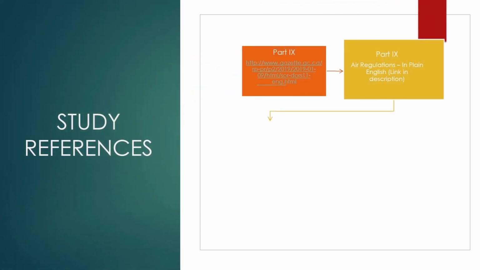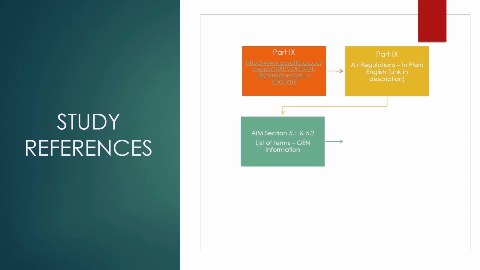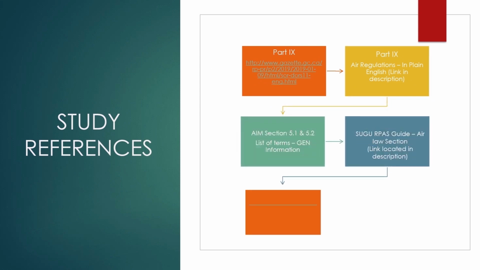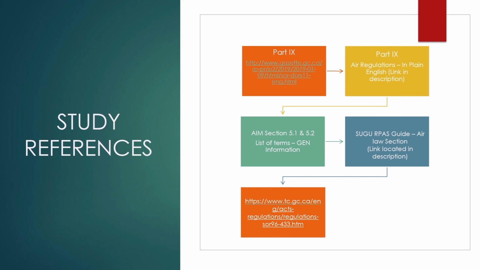We have created a flowchart which will help guide you. When studying for air law, referencing the Transport Canada Part 9 regulations is definitely a must. Students should read through the regulations in their standard form at least once before proceeding to SUGU's plain English form of the regulation. Our plain English translation of the regs will help remove any ambiguousness.